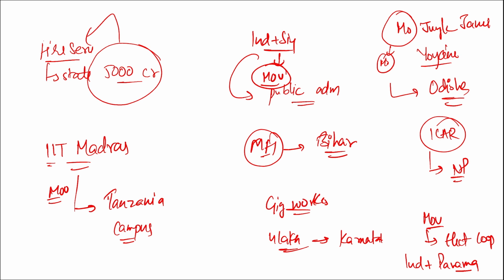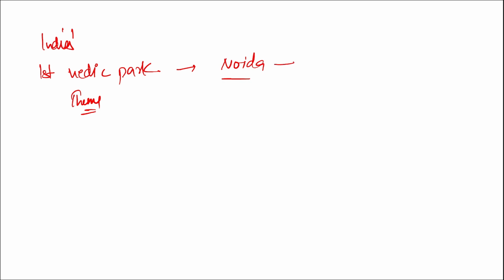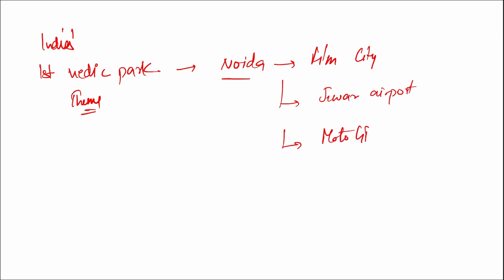Correct. Then tell me, India's first Vedic park, or Vedic themed park. Where is it located? It is in Noida. Right? Film city is here. Recently, Jewar Airport is being built here. MotoGP event was held where? In Greno, that is your Greater Noida. Correct?